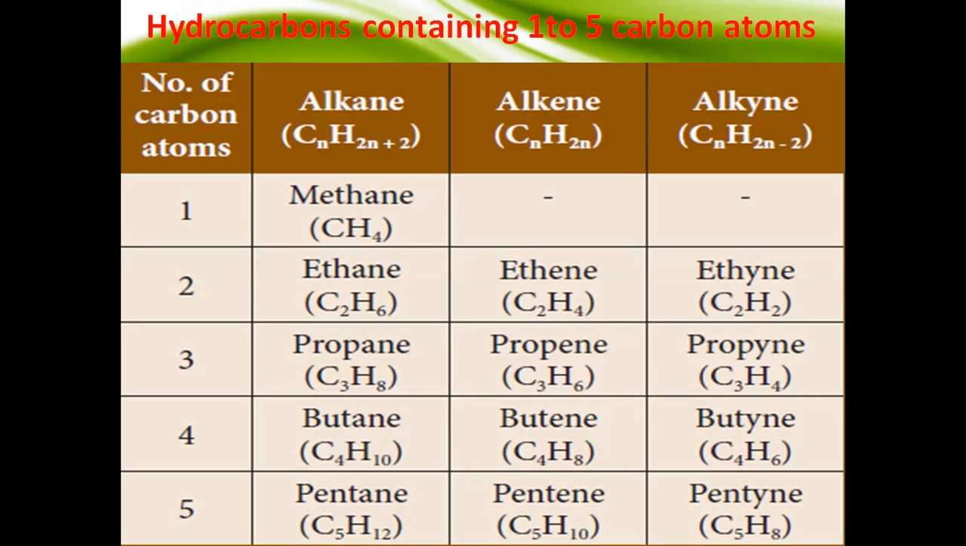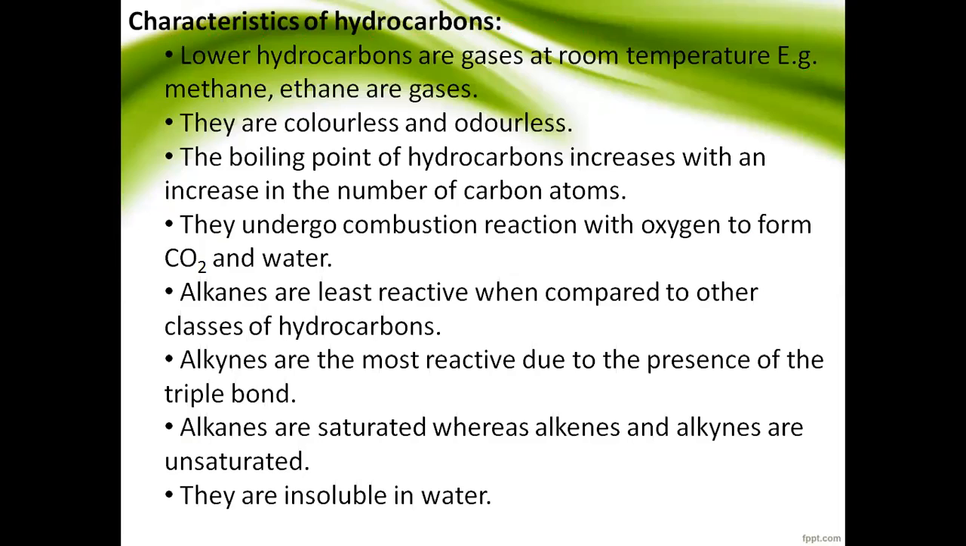So the next one is, what are the characteristics of the hydrocarbons? Lower hydrocarbons are gases at room temperature. Example: methane, ethane. So these are gases. At room temperature, the hydrocarbons are gases. Okay. The next one is colorless and odorless. The hydrocarbons have no color and no smell.